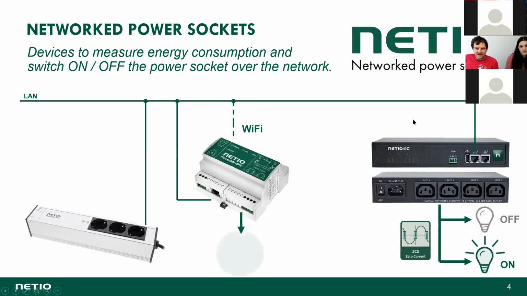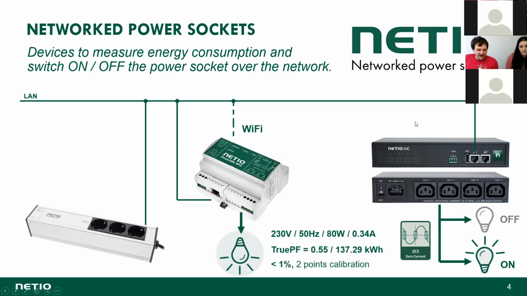Okay, the second feature is that we can meter energy. We are metering on each output how many watts, how many kilowatts, and how many volt amperes are there. Every single unit is calibrated during production, so the precision is below 1%, and we have 2-point calibration within the production part. Good.